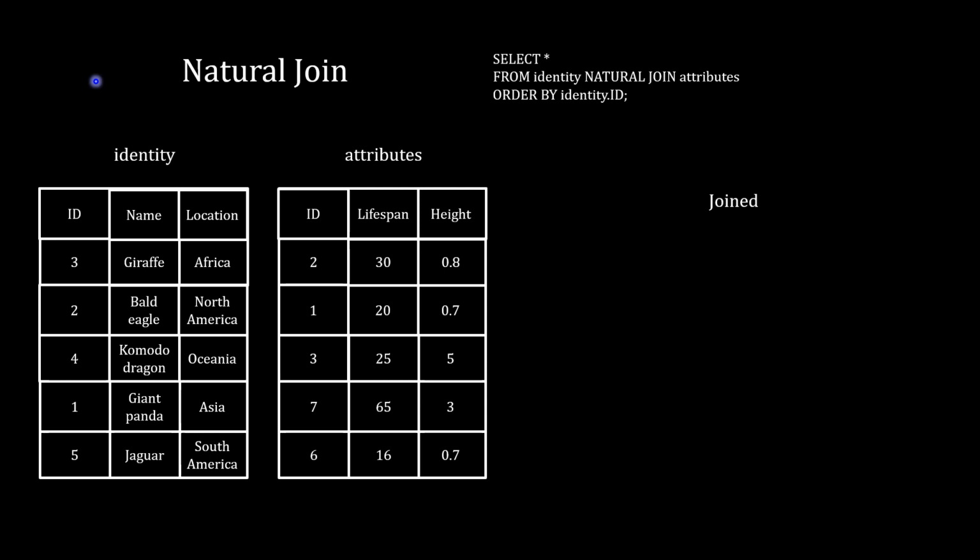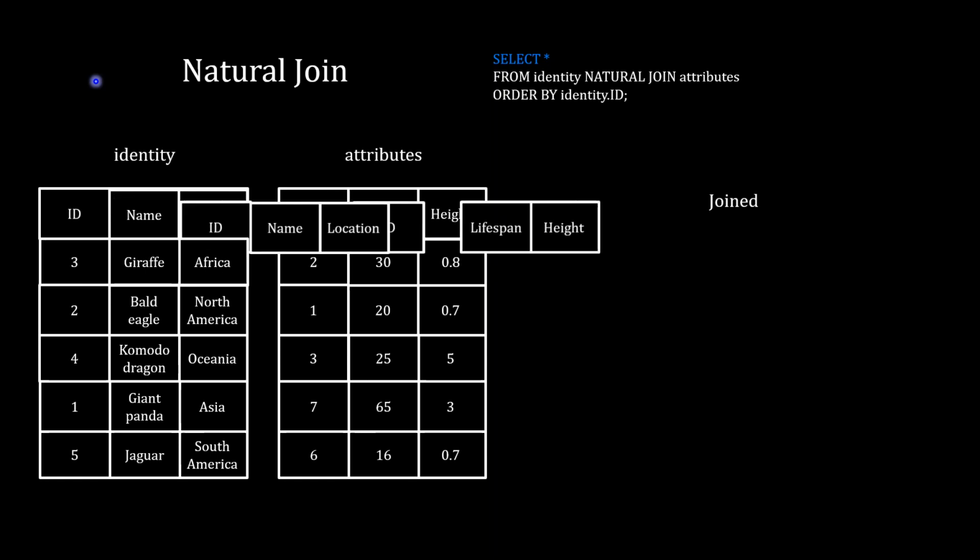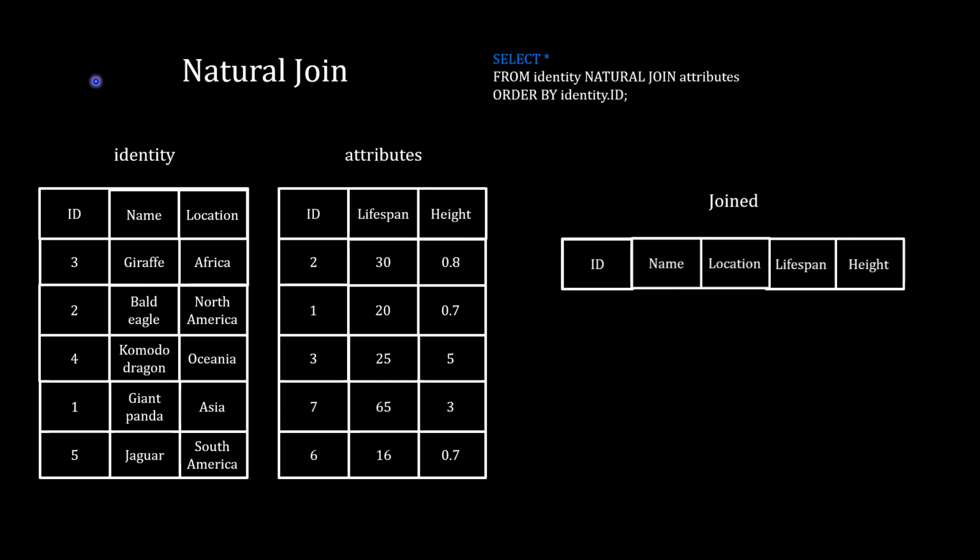So this is the type of query that you'd get with a natural join. So first of all, we're going to be using that select clause, the select star. So we're going to be selecting all of the fields from both of the tables. And you see this time the common field, the ID, combines into one field in the joined table.